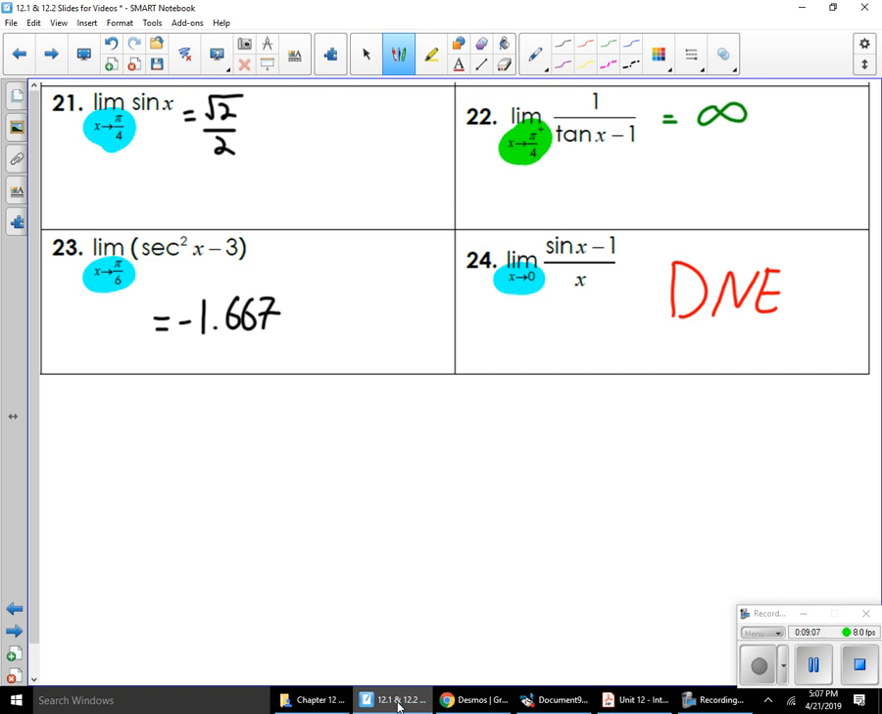In the next section, we're going to look at some algebraic ways to determine if the limit exists, and this is going to take us way back to like chapter 1, a little bit of factoring, a little bit of rationalizing, and all the goodness that Algebra 2 had to offer. So stay tuned, it's going to be great.